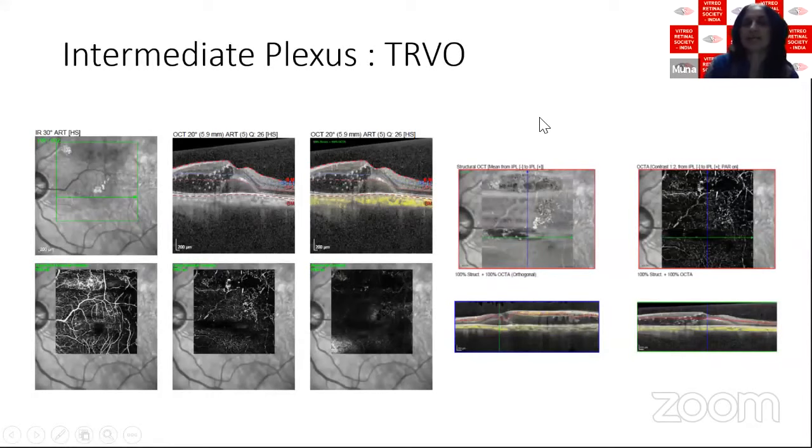Now, machines like the Heidelberg are able to image the intermediate plexus, and sometimes you may see that the changes are more visible in the intermediate plexus than the superficial or the deep plexus. You see this picture? This is the superficial plexus, this is the deep plexus, this is the slab going through the intermediate plexus, and this is the avascular slab. So you see that the changes in the intermediate plexus are a little more than changes in the deep plexus.